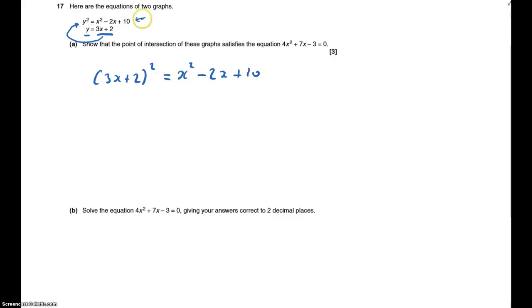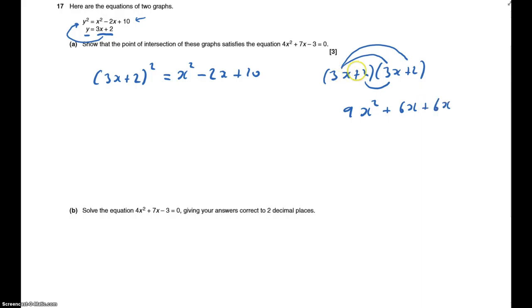And I need to square this. I'll do it over here. (3x + 2) squared means (3x + 2) times (3x + 2), and that will give me 3x times 3x will be 9x squared. 3x times 2 will be plus 6x. 2 times 3x is plus another 6x, and then 2 times 2 is plus 4. And so altogether over there I've got 9x squared, plus 12x, and plus 4, and that equals x squared minus 2x plus 10.